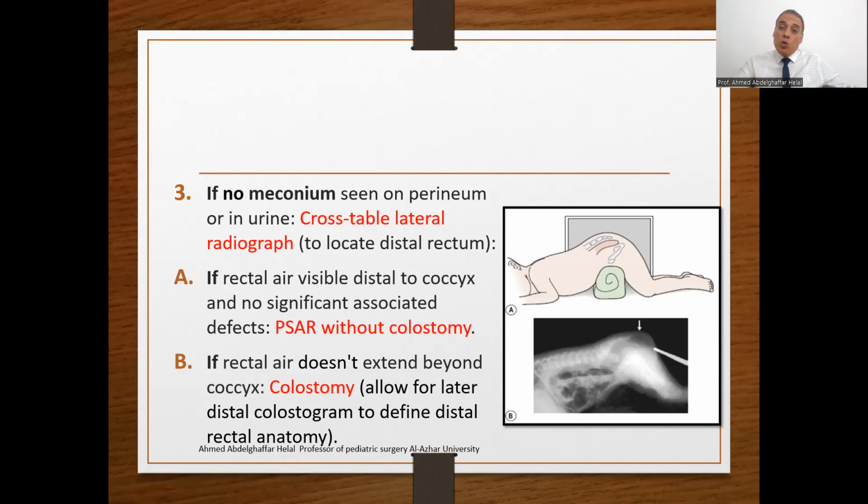Previously, historically, we performed what is called an invertogram. We inverted the baby, put a mark, and showed the height of the bowel air according to this imaging. However, today we perform what is called the cross-table lateral radiograph. In the prone position, we elevate the pelvis, and we see the skin-to-bowel distance or the height of the rectal air. This radiograph is not performed until after 24 hours, to allow the rectum to be distended with gas. With early imaging, the rectum will be collapsed and there is a misleading diagnosis.